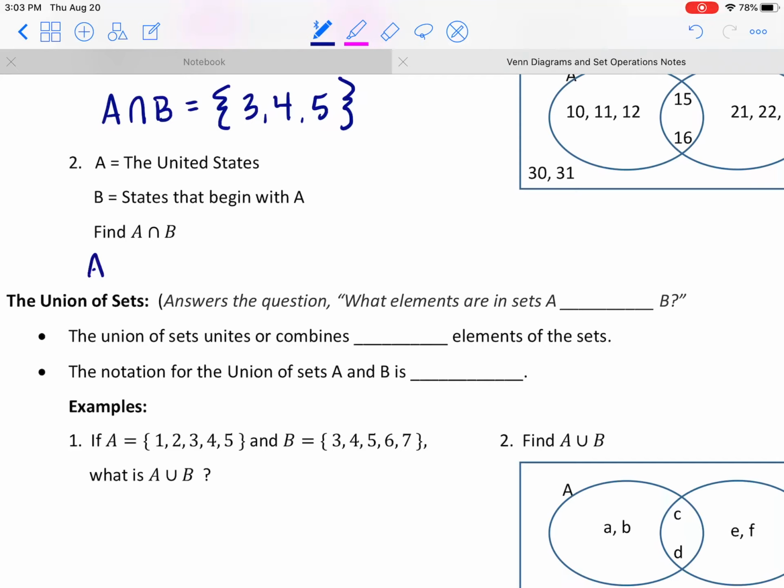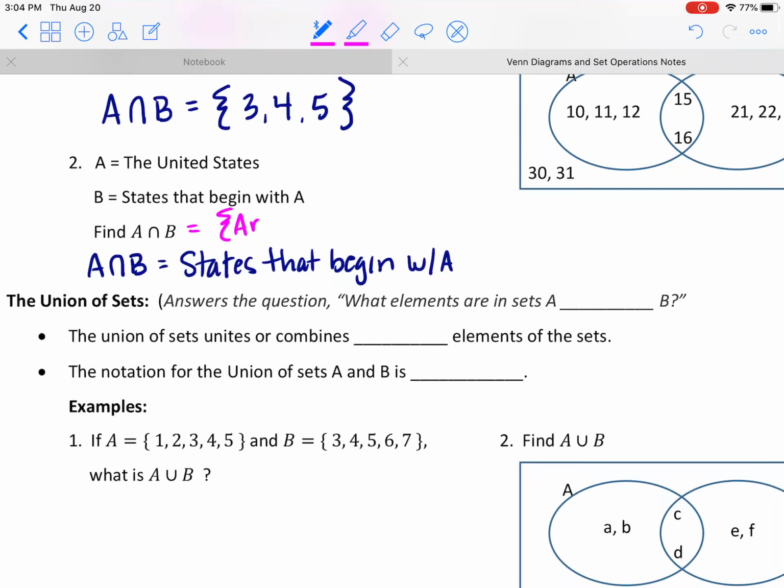So we could say that A intersected with B is, we can give a description. Sorry, we don't need the braces for a description. We could just say it's states that begin with A. Or, if we wanted to try to roster that out, what else could we say here? Let's use above, just because I am limited on space. The intersection for A and B is the roster of the states that begin with A, that are also, right, happen to be in the United States.